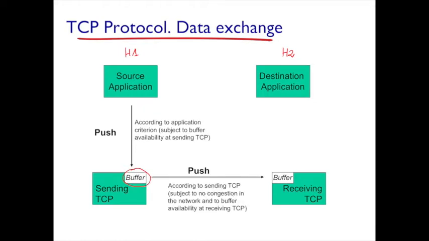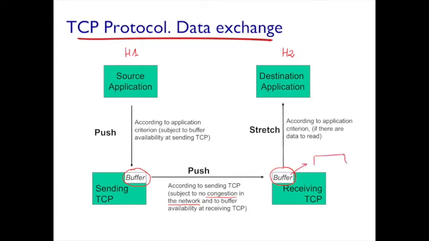Then when we are at transport layer, we can send TCP segments to the receiving TCP entity according to the free space in the receiving buffer. If you have space, I can send you TCP segments. And also we have to consider the congestion in the network. Then when the segments are received by the TCP entity, the application can read some portion of this buffer according to its criterion.